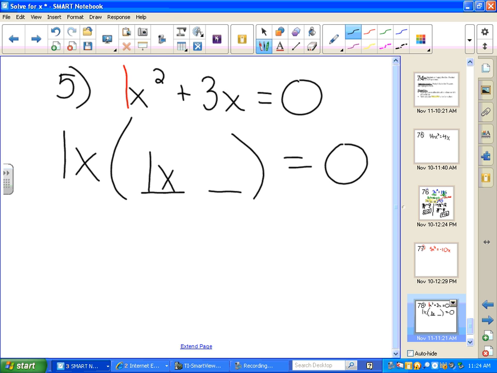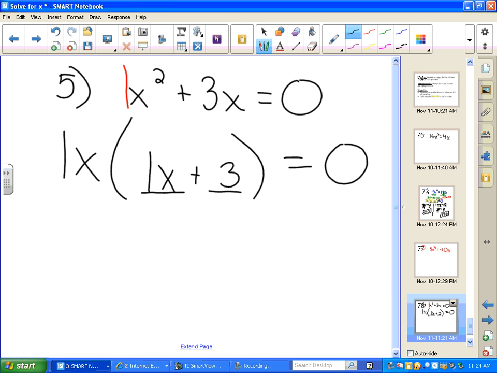All right, the second part here. Melina, what's positive 3x divided by 1x? Good. Positive 3. 3 divided by 1 is 3. X divided by x is no x, because they wipe each other out. They're gone. You are factored completely. This is the factored part, but we now have to solve.